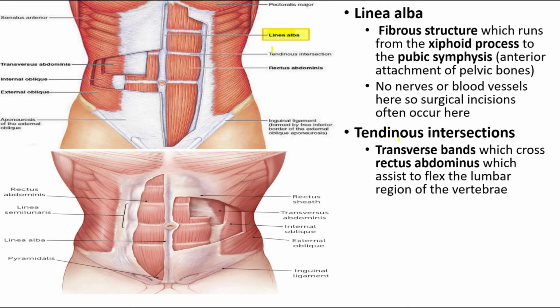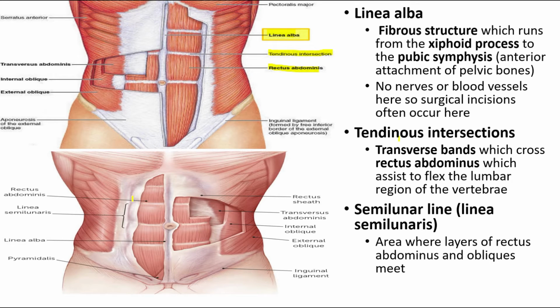The next structures we're going to talk about are the tendinous intersections. The linea alba is pretty midline, and the tendinous intersections are these transverse bands that assist in flexing the lumbar spine whenever you're doing a sit-up or something, as well as cross the rectus abdominis muscle. Next, we're going to be talking about the linea semilunaris, or the semilunar line, and this is an area where the tendons of the rectus abdominis and the obliques meet.